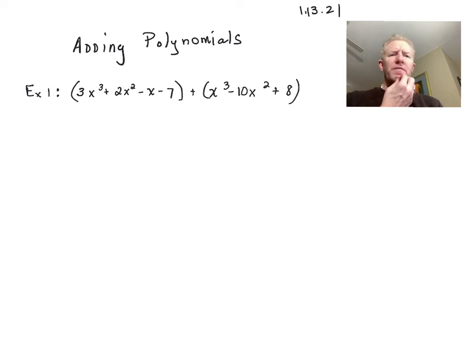And this is probably one of the easier sections that we have. This is just adding polynomials, okay? The parentheses in this case don't mean a whole lot because we're just adding, all right? So all we're doing is looking for like terms.